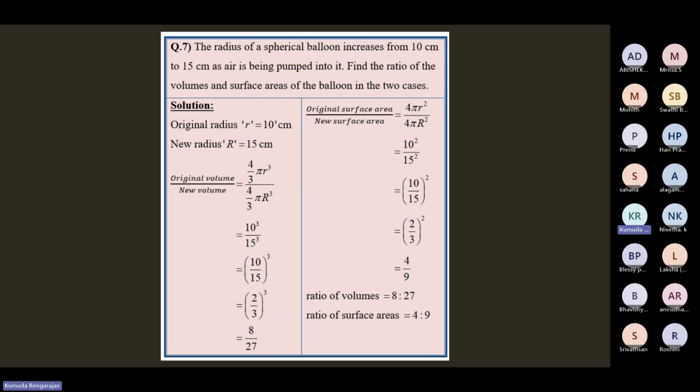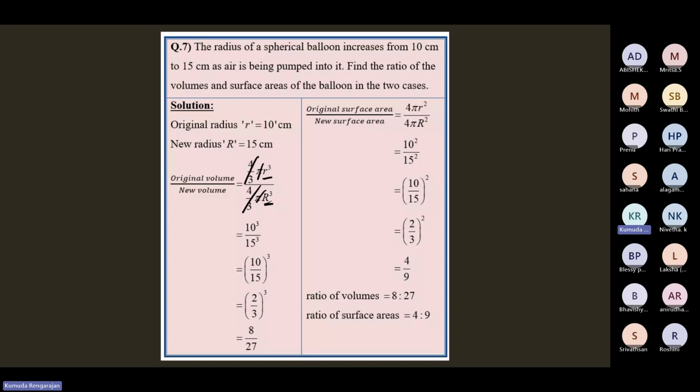So what's the ratio of the volumes? Original volume by new volume. That's the ratio of the volumes. Original volume when the radius is 10 centimeters. New volume when the radius is 15 centimeters. So 4 by 3 pi small r cube by 4 by 3 pi capital R cube. 4 by 3 pi gets cancelled in the numerator and denominator. So it's nothing but r cube by R cube.